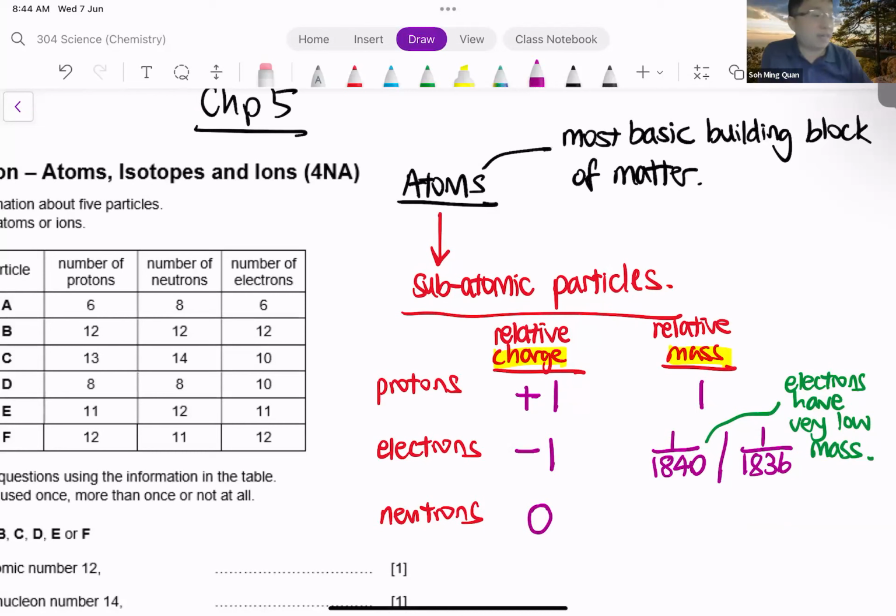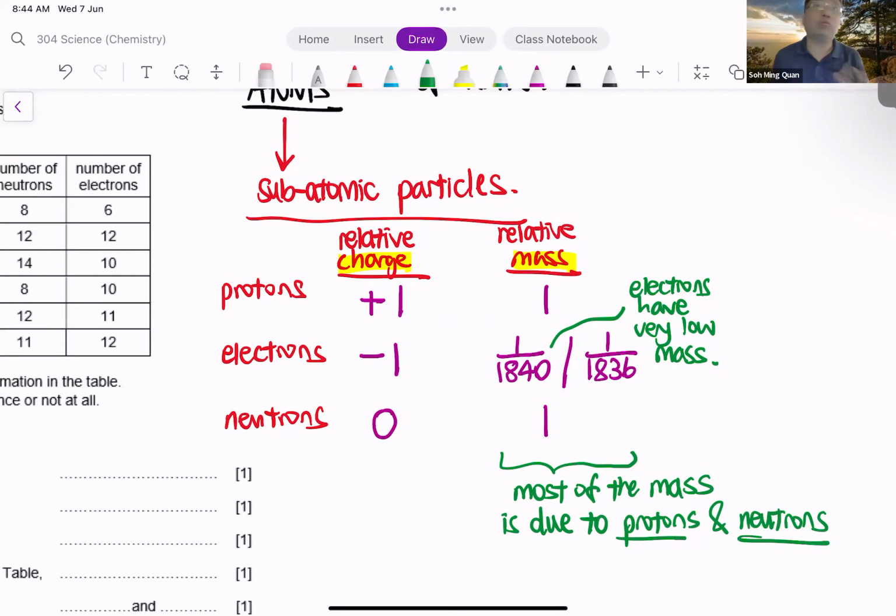Most of the mass is due to protons and neutrons. Most of the atom's mass will be due to just the protons and neutrons. How come electrons are not included? Because electrons have a very, very low mass, small mass. So their mass is negligible. It's not zero, but it's very small.